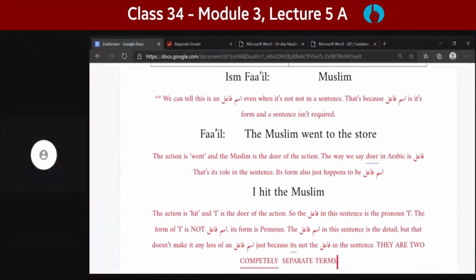I just did explain it. When you find the verb, if you're looking at a sentence, when you find the verb, whoever the doer of that verb is, that's the fa'il in the sentence. That has no bearing. That doesn't tell you anything about its form, though.